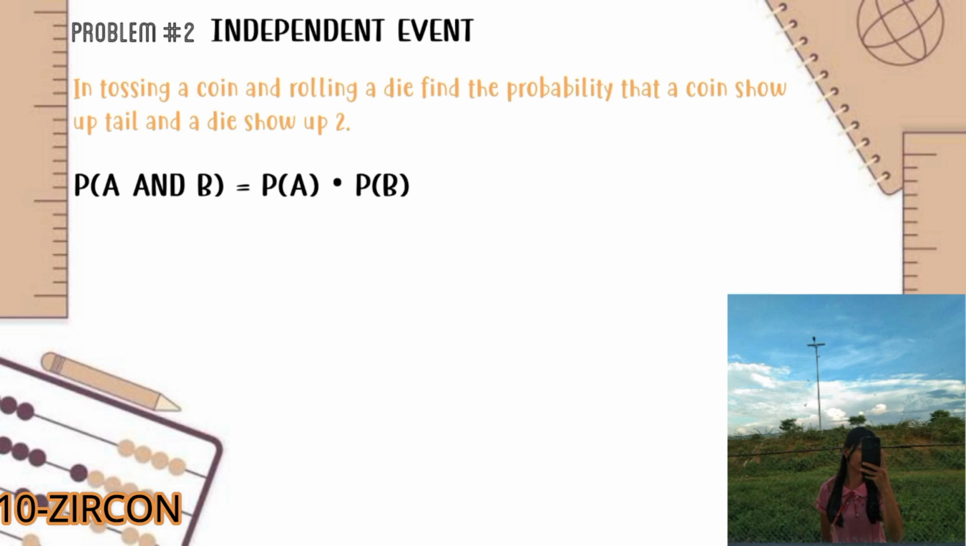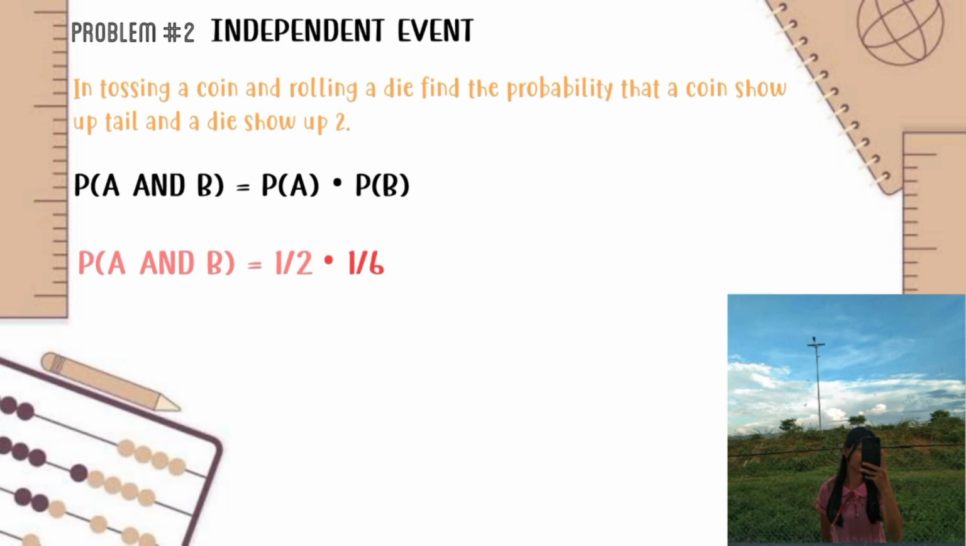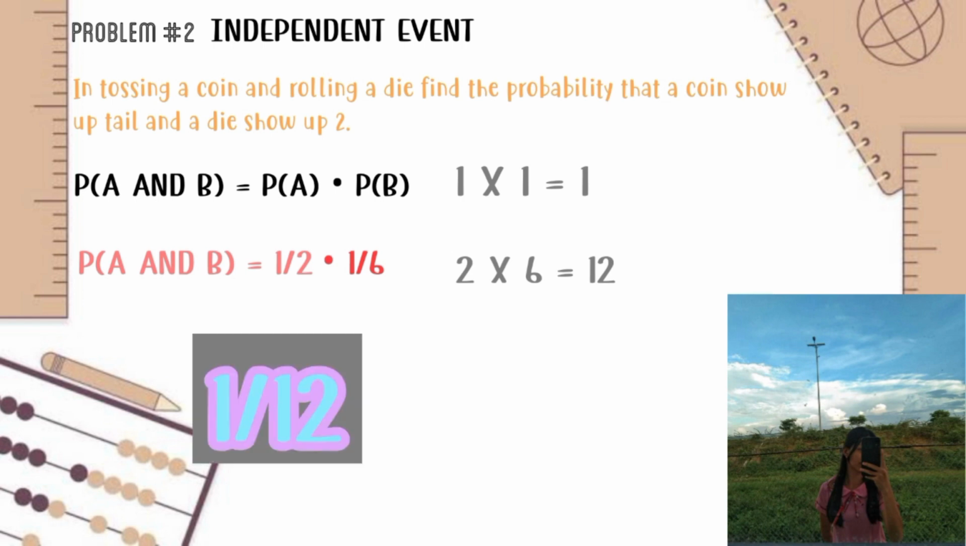The probability of A, getting a tail, is 1/2, since we have one tail on a coin, over 2 since we have 2 possible results in tossing a coin, a head and a tail, times the probability of B, or the die shows up 2, which is 1/6, since we only have one face of 2 on a die. There are 6 possible results in rolling a die. We can now solve. 1 times 1 is equal to 1 and 2 times 6 is equal to 12. Therefore, the probability that the coin shows up a tail and the die shows up 2 is 1 over 12.